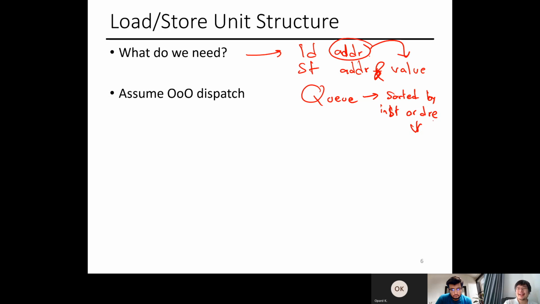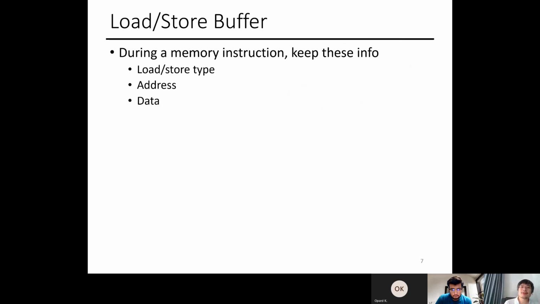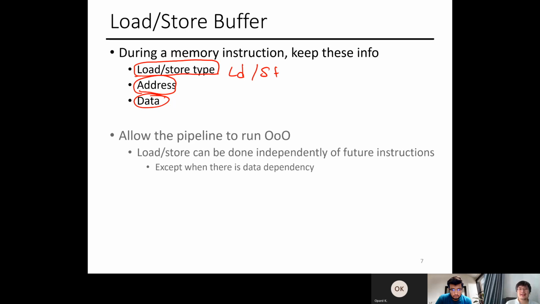Because you need to tell the time, right? The order of your load and store, right? So you know, okay, this comes before the load, this comes before the store. Because if you assume out of order dispatch, you need some form of a queue. So the load store buffer again, right? It would have one bit that says, is it a load or is it a store? To keep the information, is that a load or is that a store? Then you have the address and the data, right?